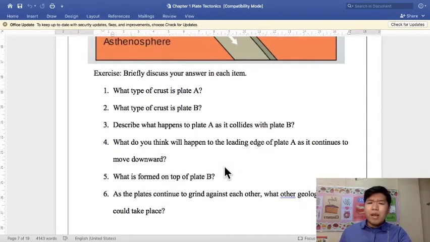Number 4, what do you think will happen to the leading edge of plate A? It will sink because it reached the mantle. What is formed on top of plate B? It is called a volcanic arc. And the other landform that is created is a trench. As the plates continue to grind past each other, we have earthquake, volcanic eruption, and tsunamis.